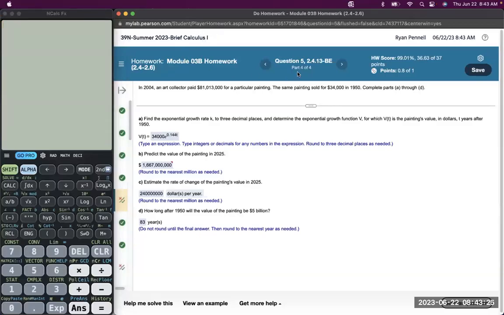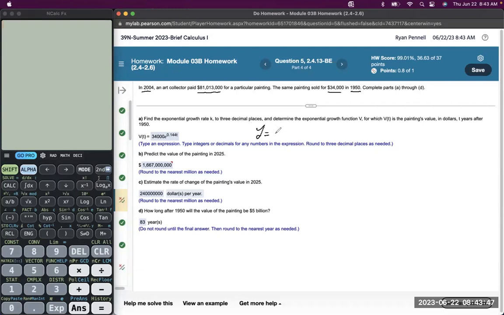Let's take a look at number 5 in module 3B here, okay? So we're told in 2004, this is the price of the painting. In 1950, this was the price of the painting. Okay, so the first question is we want to find the exponential growth rate. Fair enough. So let's do that.